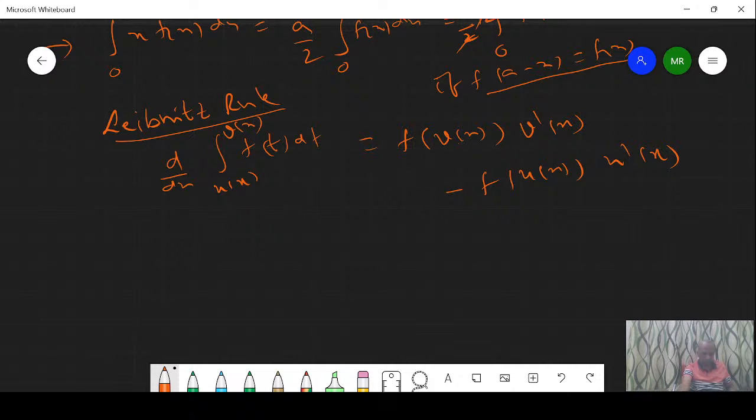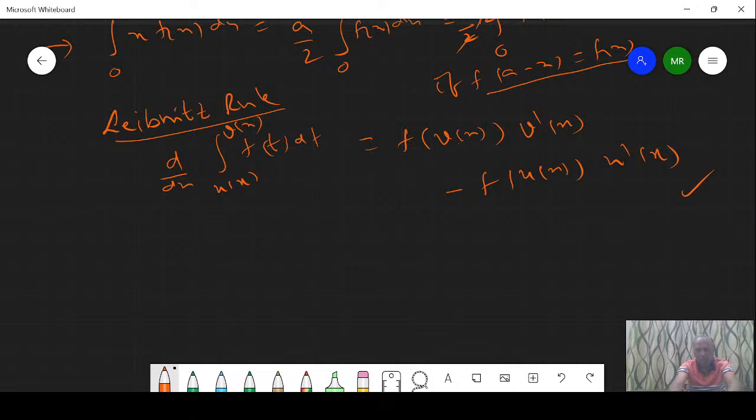You can use this Leibniz Rule where u of x and v of x are differentiable functions. So remember this. This is the Leibniz Rule. You should remember it. Don't forget about that, it is important.